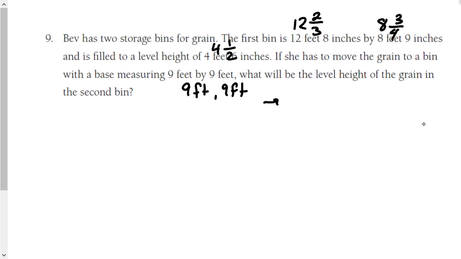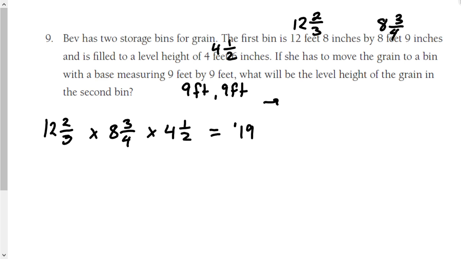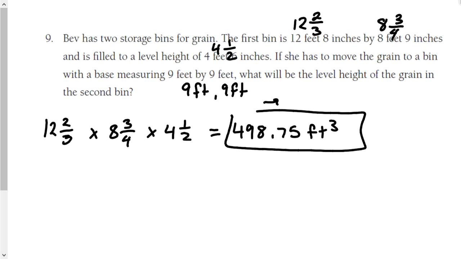So 12 2/3 by 8 3/4 by 4 1/2 is equal to a volume that is about 400, I shouldn't say about, it is 498.75 feet cubed. So that gives us our total volume of the amount that is in here. So now I have to put it into a second bin, which we know has a length and a width of 9 by 9. And we need to figure out what the level height is.